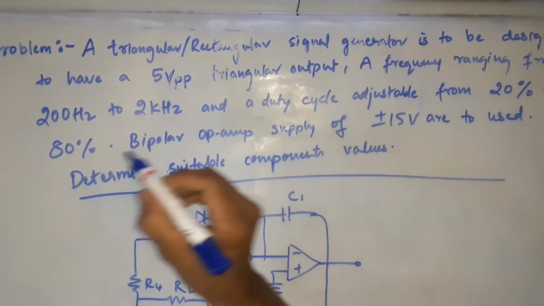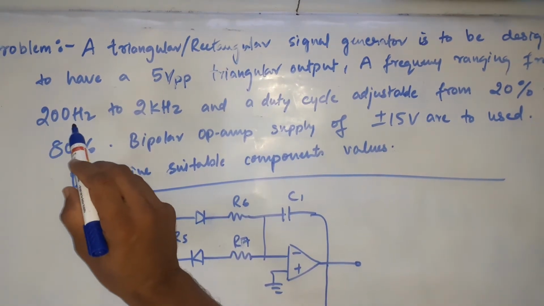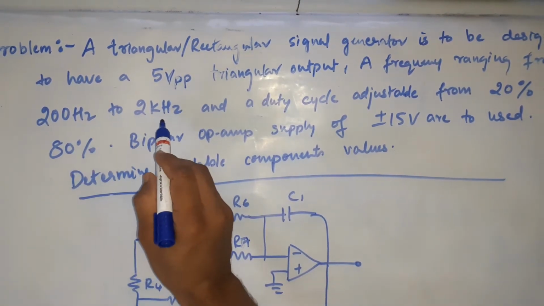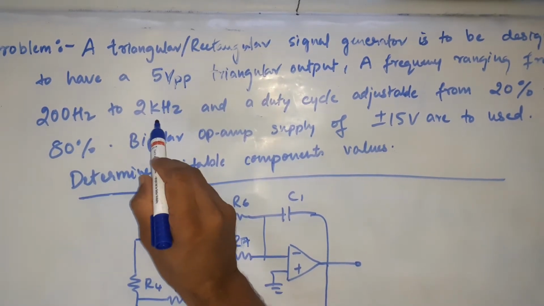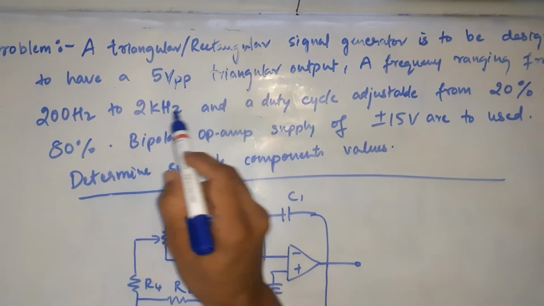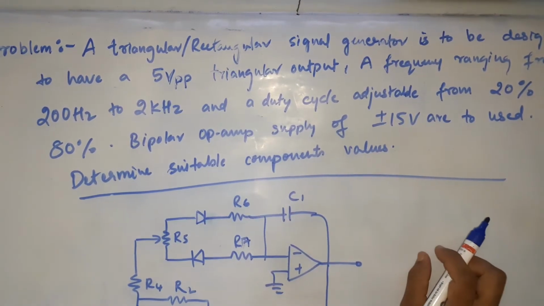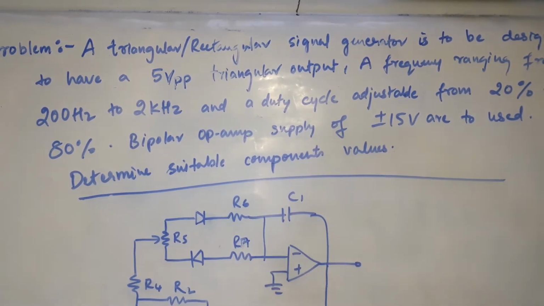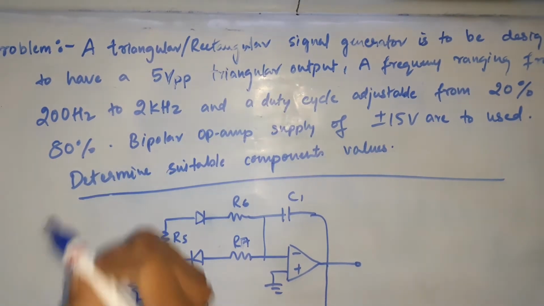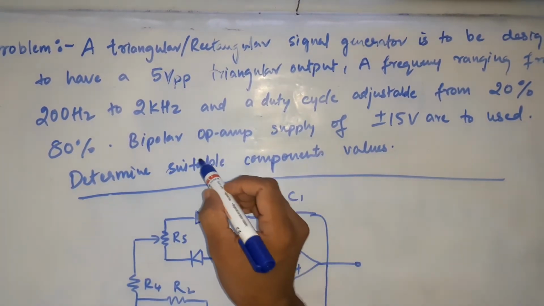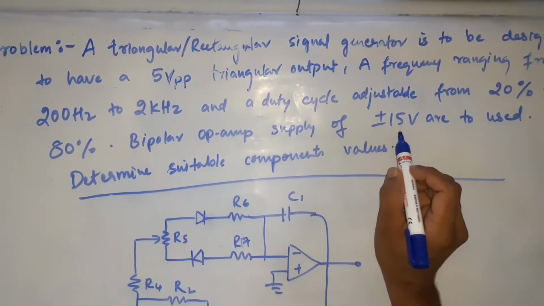A frequency ranging from 200 hertz to 2 kilohertz. Means 200 hertz is f1, 2 kilohertz is your f2. F minimum is 200 hertz, f maximum is 2 kilohertz, and a duty cycle adjustable from 20% to 80%. 20% to 80% means PW minimum is 20% and PW maximum is 80%. You need to use bipolar op amp, your regular op amp, with a supply of plus or minus 15 volt.